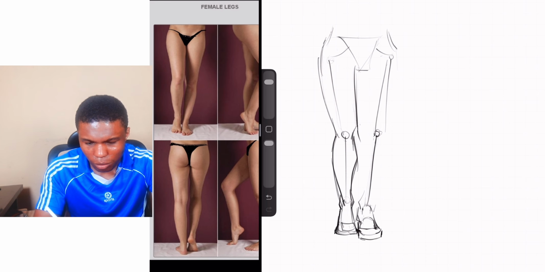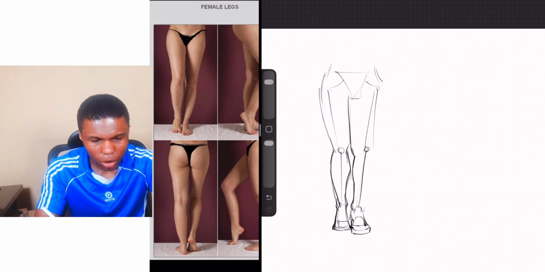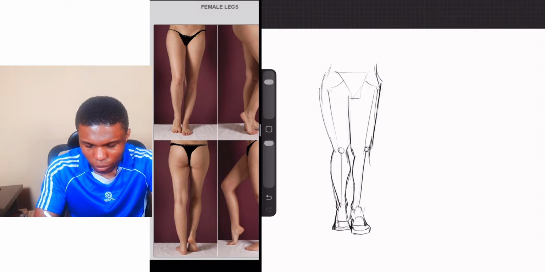And another thing is negative space. That can really help you with drawing or tackling poses, because this pose looks a bit challenging. Well, it is a bit challenging for me. I'm not finding it easy, but because of some little techniques here and there, I've been able to make it work.